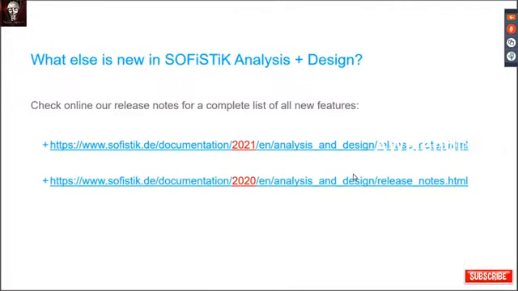Other than that, a complete list of all the new features of Revit version 2021 as well as version 2020 can be accessed through our webpage, in the documentation, or also within Revit. Just click on the help button. There you will find a link to the online documentation, and there you will also find a list of all the new features.